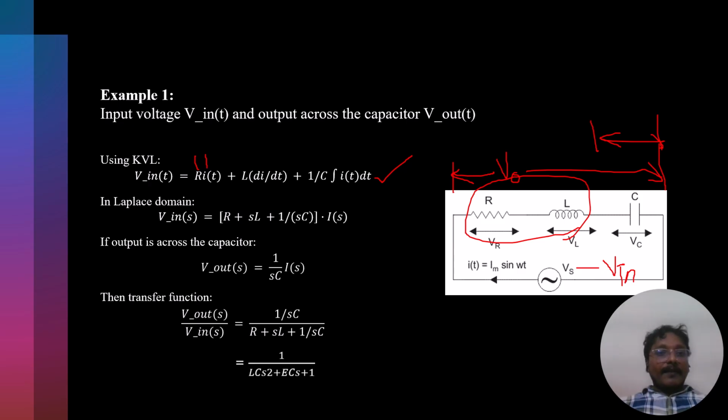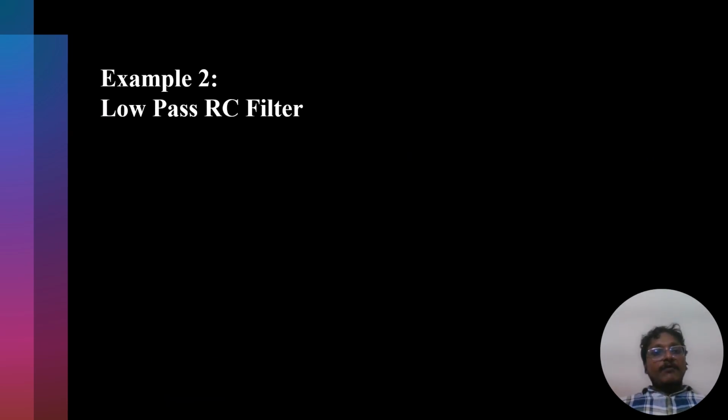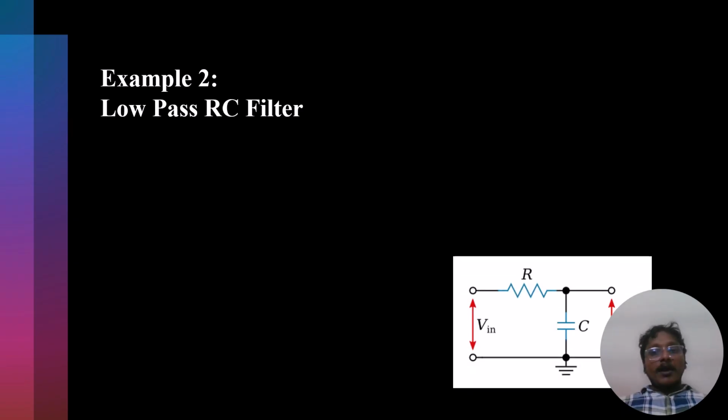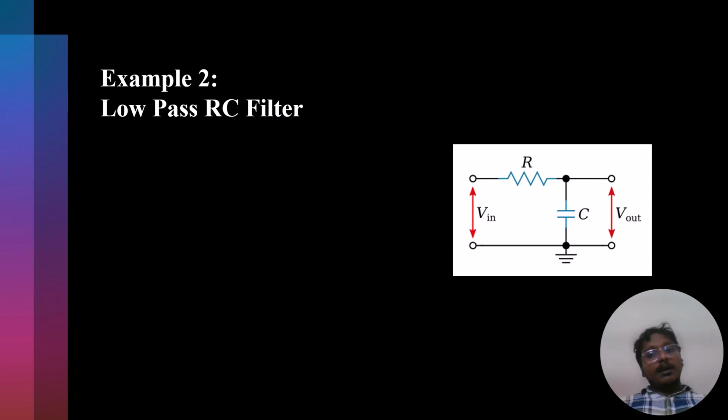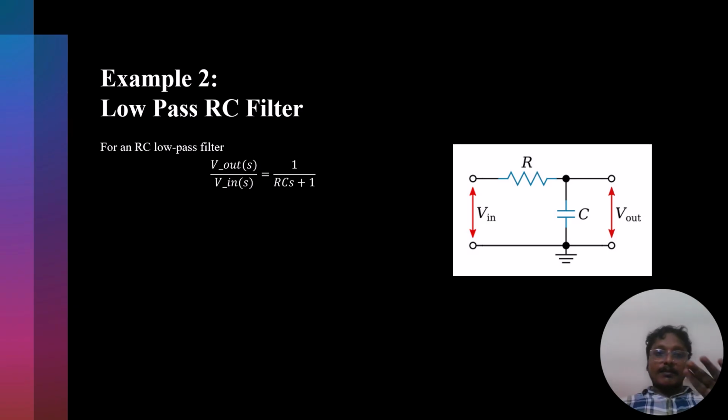Now I am taking another example, the very famous low pass RC filter. A resistor is connected in series with a capacitor. The input voltage is across the R and C together, and the output voltage is across the capacitor. We write the transfer function the same way as before. The transfer function is V out of s by V in of s equal to 1 by RCs plus 1.